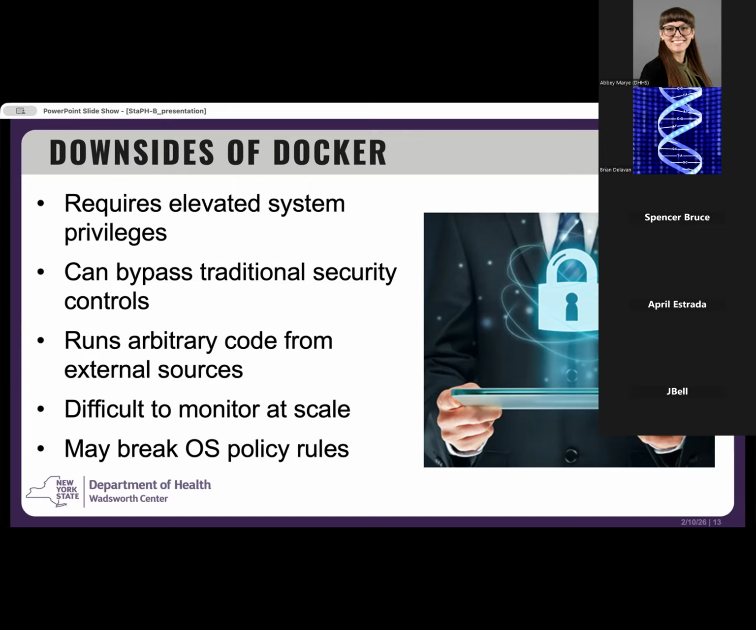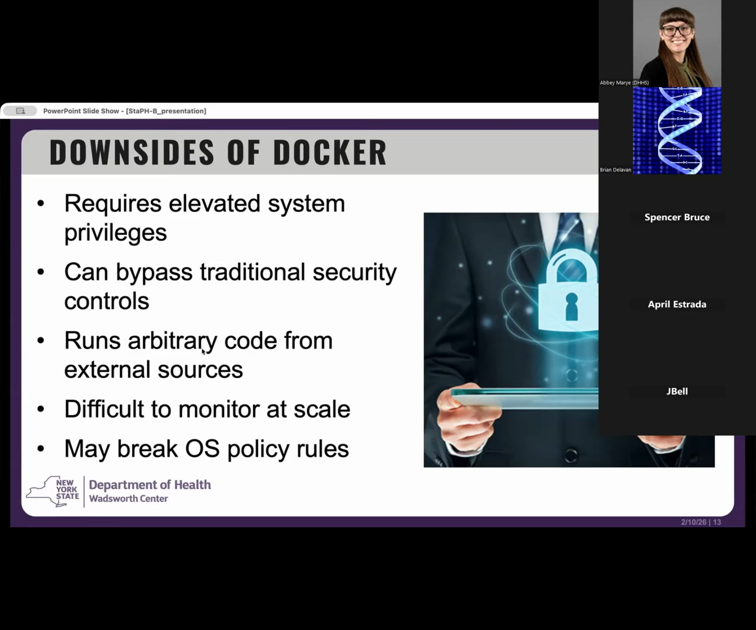The other thing I want to mention too is just the last bullet point here, which is may break OS policy rules. So we've been in a situation here at Wadsworth where we've been told IT policy says all operating systems must be fully supported, updated, and patched on a regular basis. And that does not just apply to your computer, that applies to the containers you use as well. So we're in a position where we can use containers, but they require some very extreme maintenance to keep them up to date for that purpose.